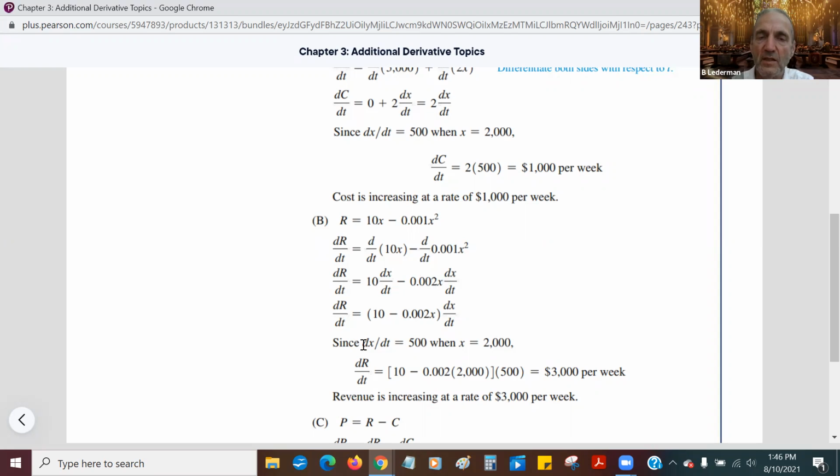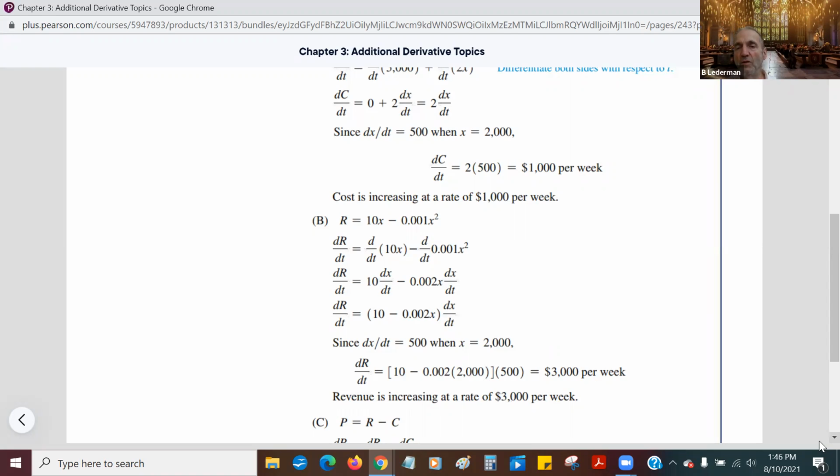Now, dx/dt is equal to 500 when x is equal to 2000. Again, that was given to us, so I can plug those numbers in. So dR/dt is going to be 10 minus 0.002 times 2000, because that's what x is, times 500, because that's what dx/dt is. If you crunch that all out, you get $3,000 a week, which is good, because the revenue is increasing more than the cost.